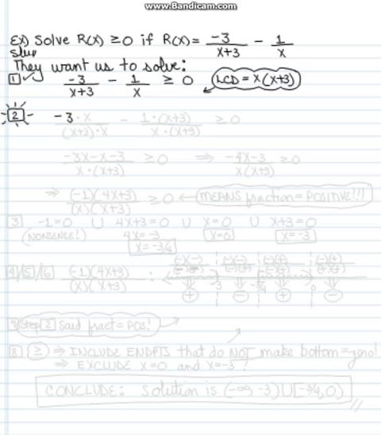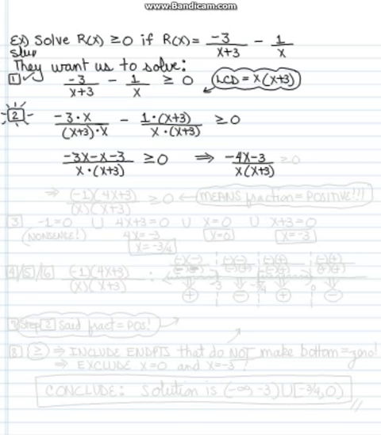I'm going to rewrite each of these fractions so they have the LCD on the bottom. First one I'm going to multiply by x over x, minus the second fraction multiplied by x plus 3 over x plus 3, and bring down the greater than or equal to 0 sign. Now I'm going to get rid of the parentheses and I'll get negative 3x minus 3 over the common denominator x times x plus 3 is greater than or equal to 0. Then I'm going to simplify the top. Now factor the top and the bottom. Get the negative 1 out so we have a nice expression: negative 1 times 4x plus 3 over x times x plus 3 is greater than or equal to 0.